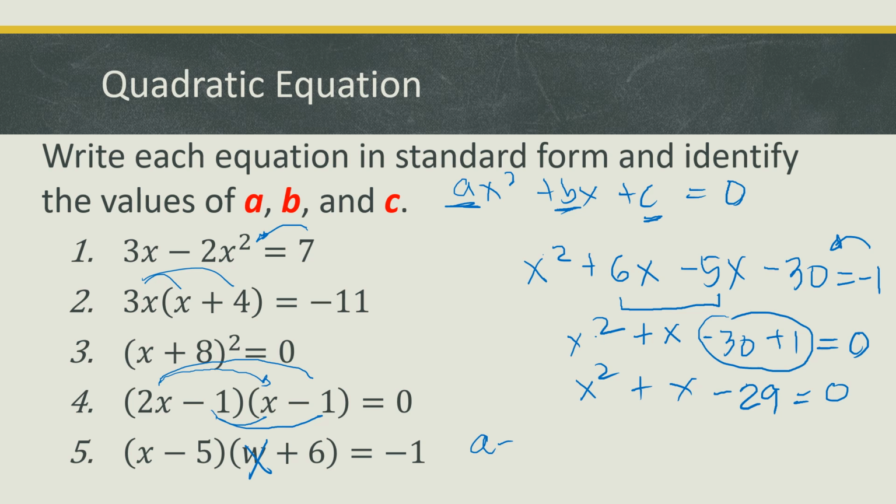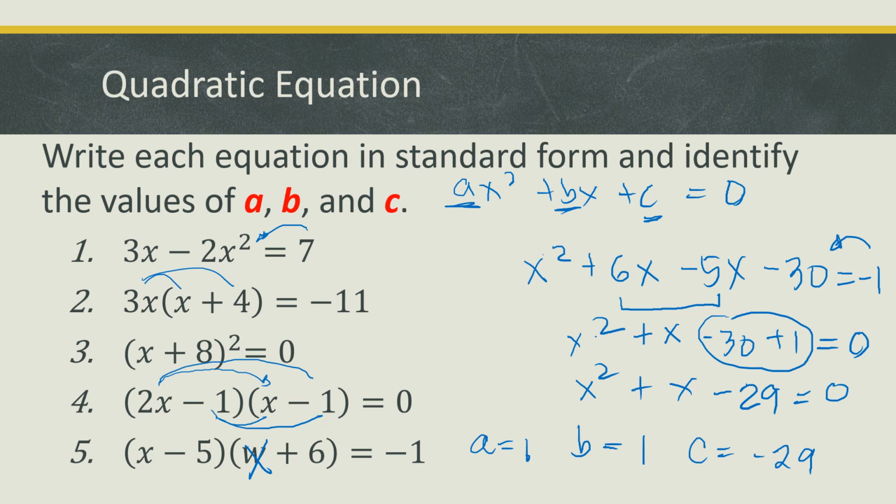The A value now is 1. We do not have a coefficient, automatically that is 1. Letter B is also 1. We do not have a numerical coefficient also. And letter C is negative 29. So that is how we are going to identify the values of A, B, and C. Okay, and that is all for the illustration of quadratic equations.